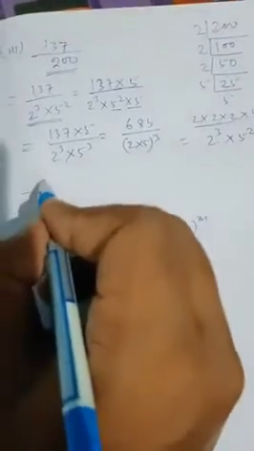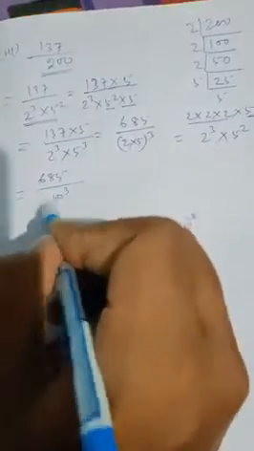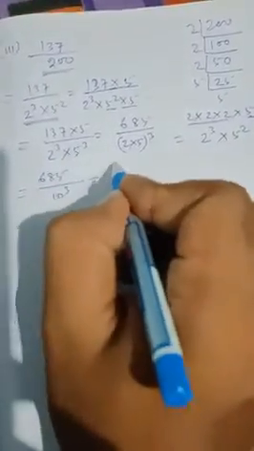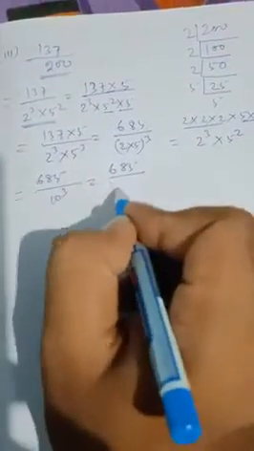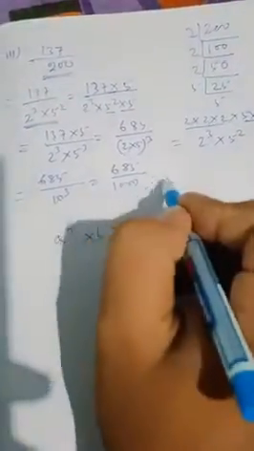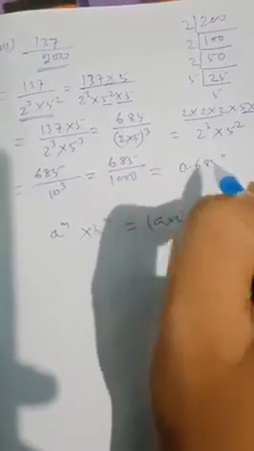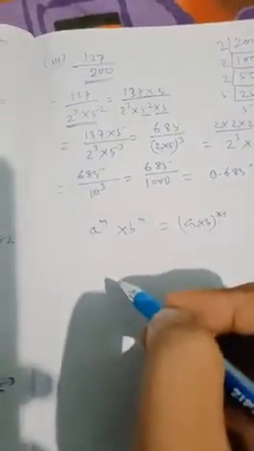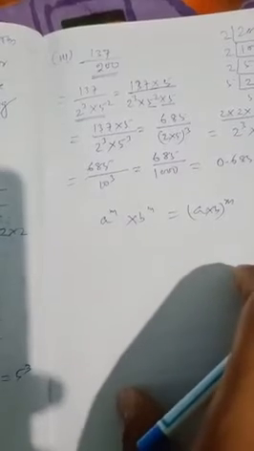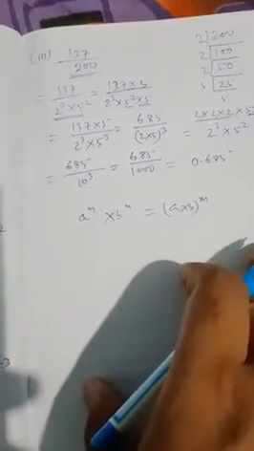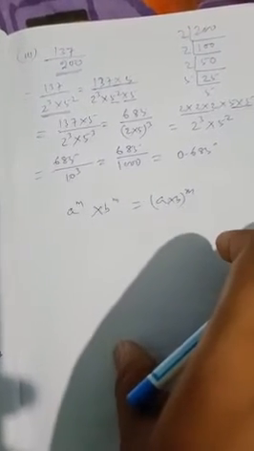In the next step what will happen? 685 divided by 5 2s are 10, 10 cube. In the next step 685 divided by 1000, and finally it will be 0.685. Student, got it? And in this way you can say whether a fraction or rational number can be represented as a terminating decimal expansion or non-terminating repeating decimal expansion.